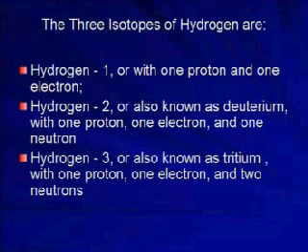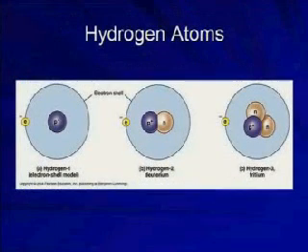The 3 isotopes of hydrogen, which we have looked at earlier: hydrogen 1, or 1 proton and 1 electron; hydrogen 2, also known as deuterium, which has 1 proton, 1 electron, and 1 neutron; and hydrogen 3, also known as tritium, which has 1 proton, 1 electron, and 2 neutrons. Again, this is the illustration that we looked at earlier, typifying hydrogen 1, hydrogen 2, and hydrogen 3, and the molecular structure that identifies each of them.